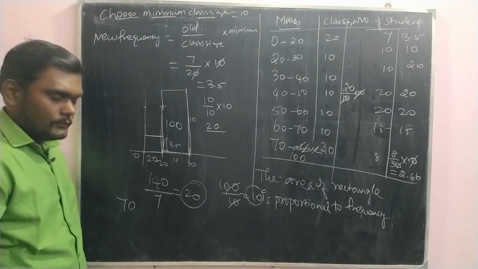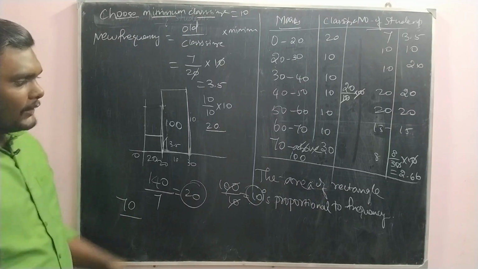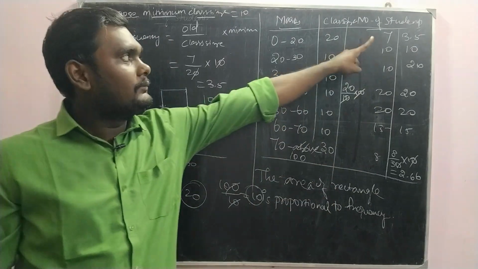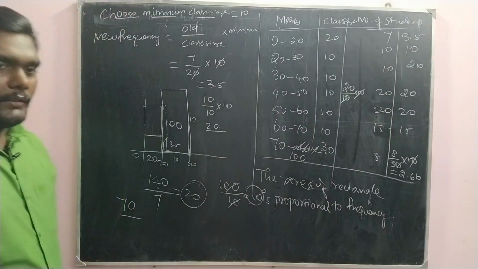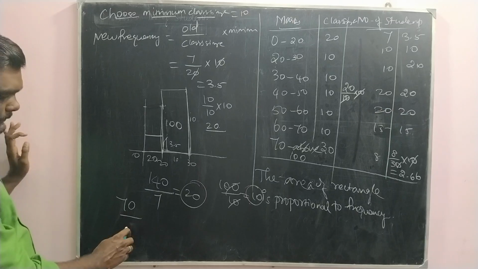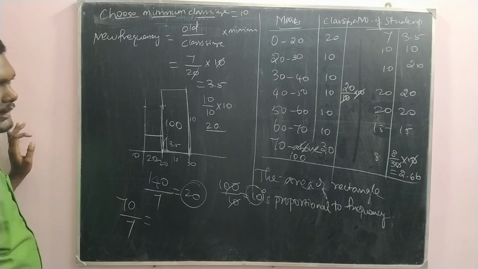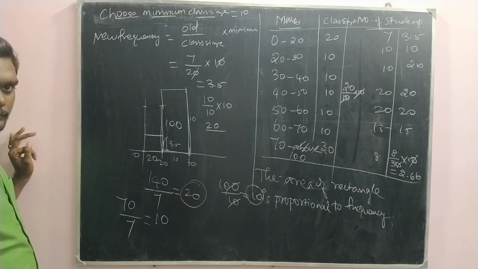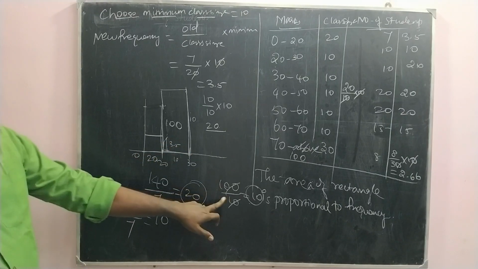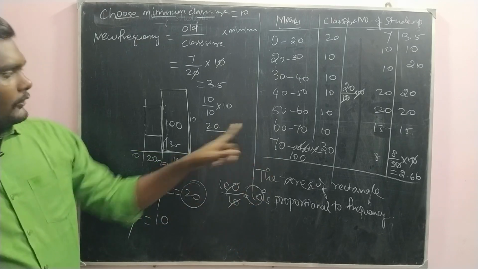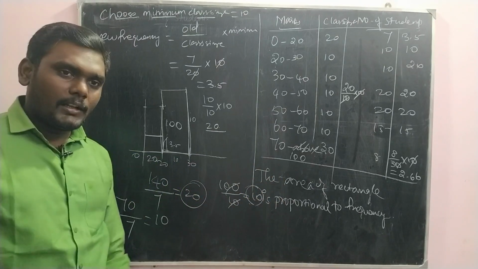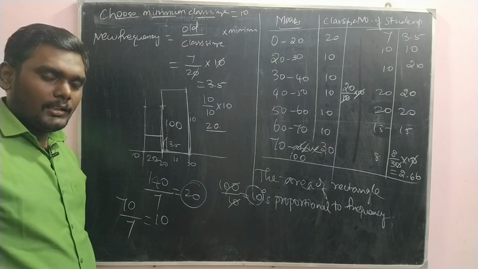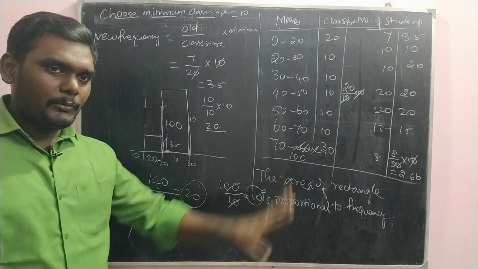Is it or not? So, as I told you earlier, the area of the rectangle should be proportional to the frequency. What is the frequency? 7, the old frequency. Whether they are proportional or not, what may we get here? 10. Am I right? For the next one also we got 10. So whether that ratio is proportional or not for all the rectangles, are they equal or not? All the rectangles have equal proportion.